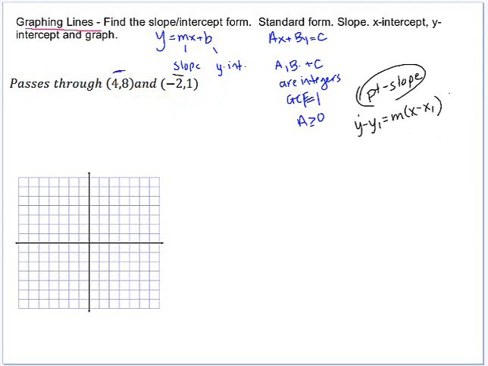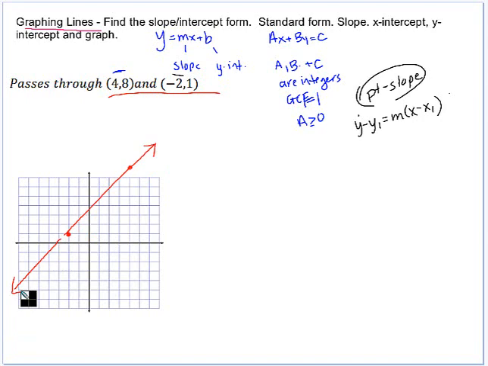All right, so a great first way to start this is to graph the two points. So here we're going to graph 4, 8. So there's 4, 8, and then negative 2, 1. You're going to take a straight edge or a ruler and connect those 2 points together and draw in a beautiful line.